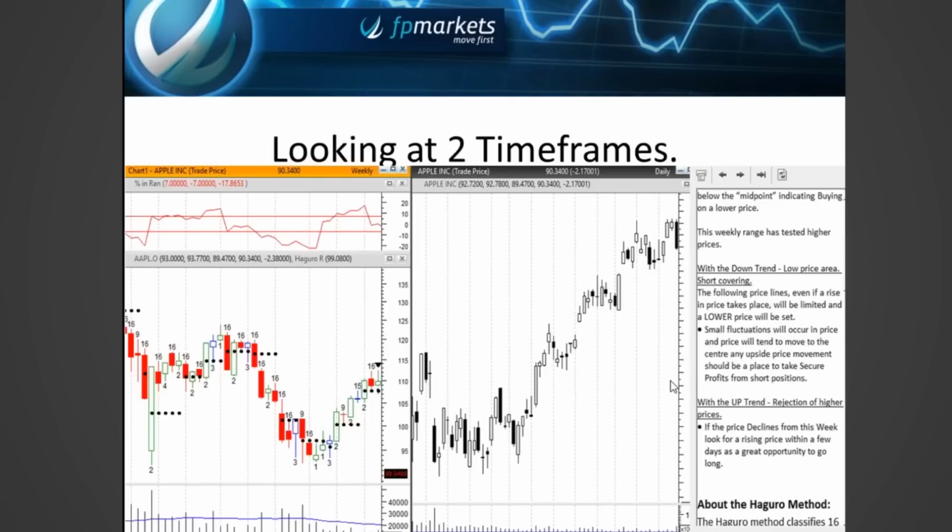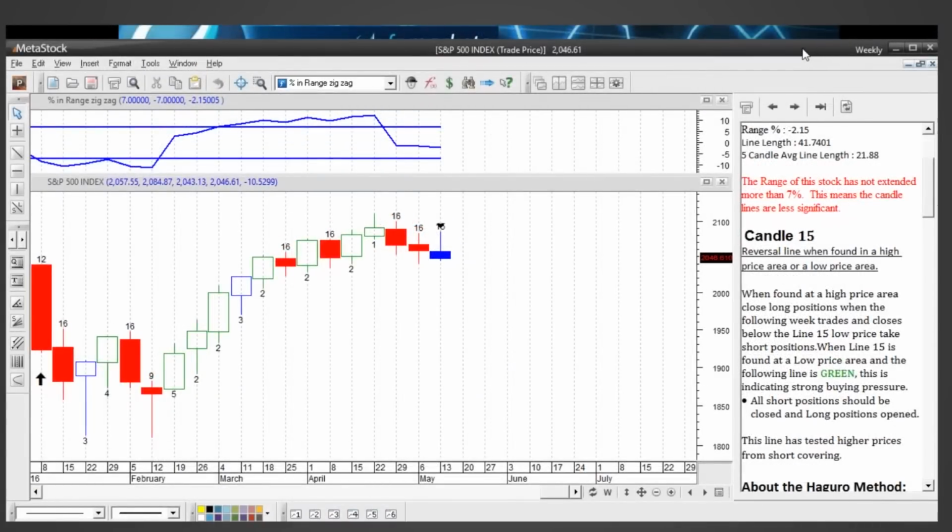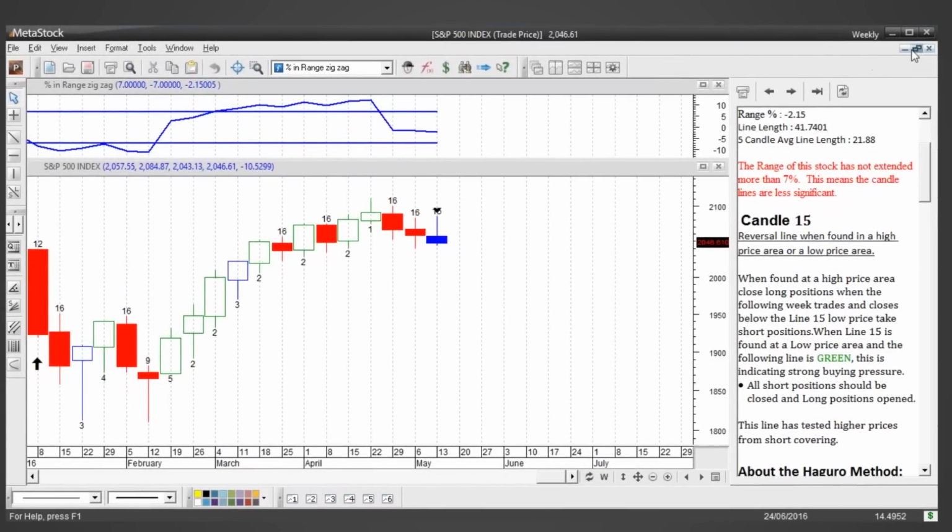So we're looking at the daily chart. We're looking at simple pivot point observations in daily charts against what the candle numbers are telling us in the weekly charts. And I'll finish up with just a very quick look at some charts here.